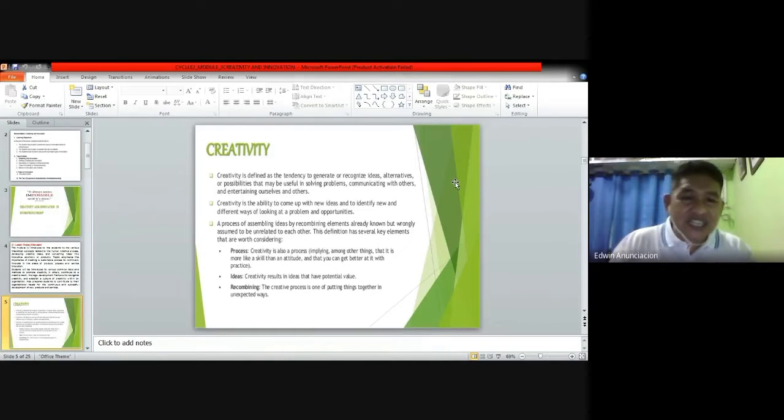And then ideas. Creativity, sorry, results in ideas that have potential value. So yung ideas na yun is magkakaroon siya ng halaga which will be very useful in transforming again this input into output, or this plan into reality. And then recombining. The creative process is one of putting things together in unexpected ways.